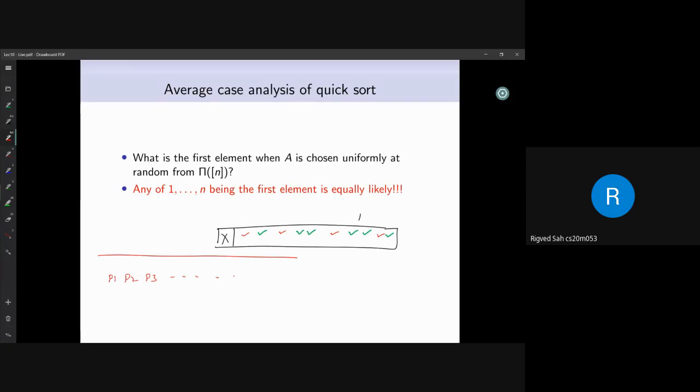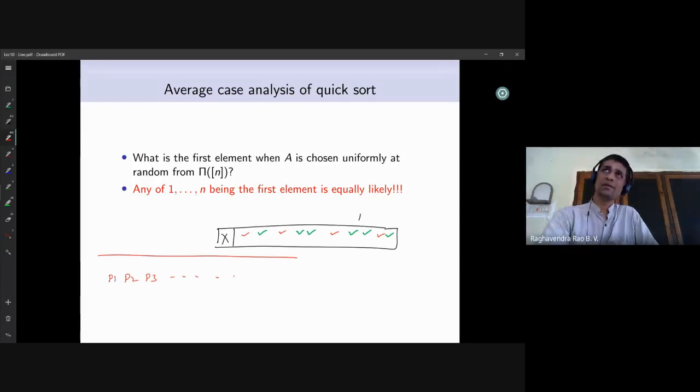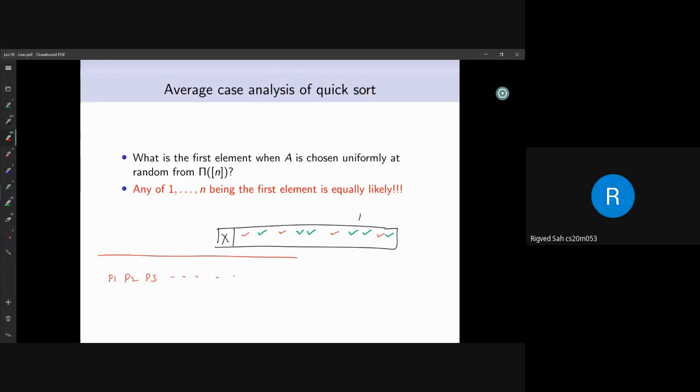When talking about average case, we do not consider sorted arrays? No, when we take the average over all arrays, sorted arrays are also included in the average. All possible arrays are included in the average. You just sum it up and divide by the number of inputs. That's all. Okay, sir. Thank you.